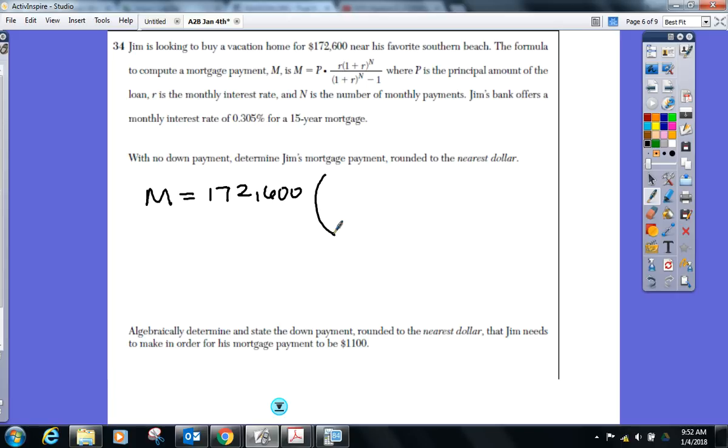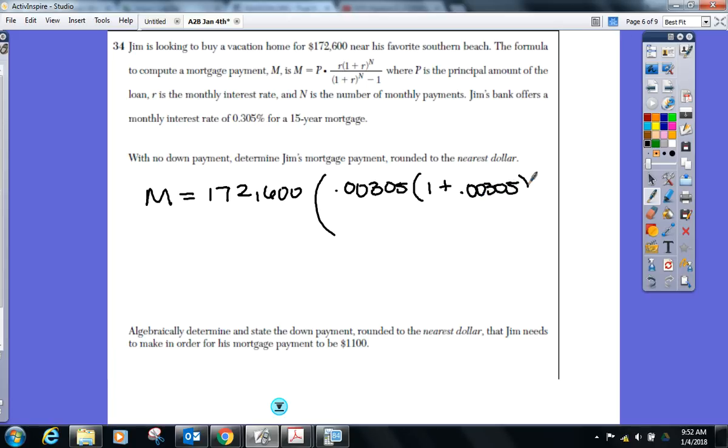Rate. I know some of you want to just plop that 0.305% in there because it's already a decimal. No, that's percent. When you plug it in, it's got to be as a decimal, so I still have to divide it by 100 or move it over 2 places. So I'm not going to plug in 0.305, I'm going to plug in 0.00305 times 1 plus the rate we already found.